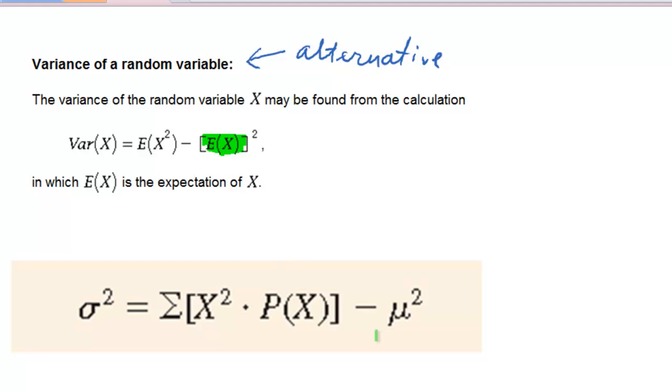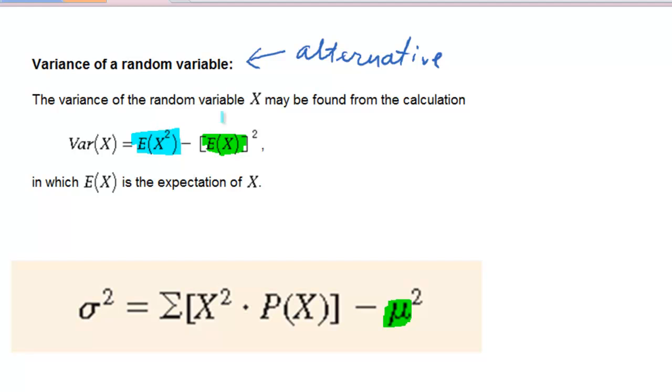Well, we know the expectation is the same as the mean. Notice they're finding the expectation and then squaring it. Here we find the mean and then we square it. So that's the same thing. Now this is new over here. I had never seen this before I looked at Alex and saw it in there.